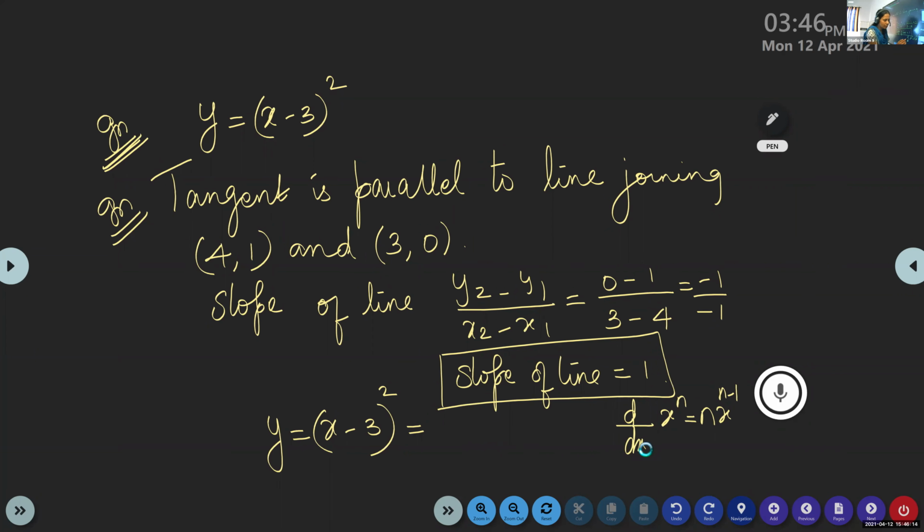What is the derivative? Put the power in the front. Reduce the power by 1. Reduce the exponents by 1. X raised to n, derivative is n times x raised to n minus 1.